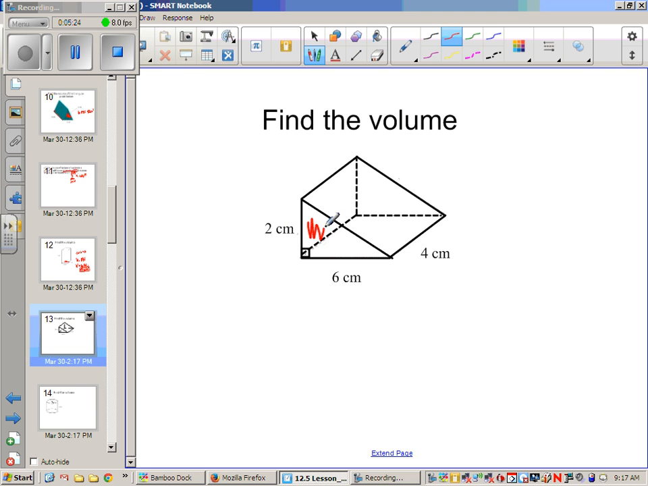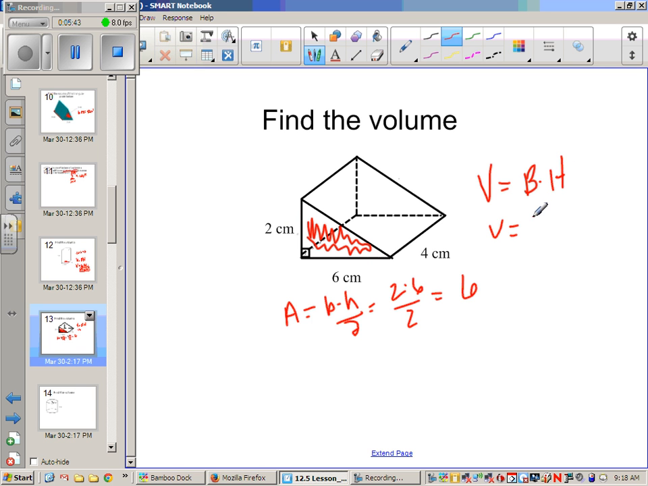The base shape, even though it's not sitting on it, is this triangle right here. So the area of my base is going to be base times height divided by 2, which is 2 times 6 divided by 2, which is 6. So when I go to find the volume, it's base times the height. My volume is my area of my base, which is 6.